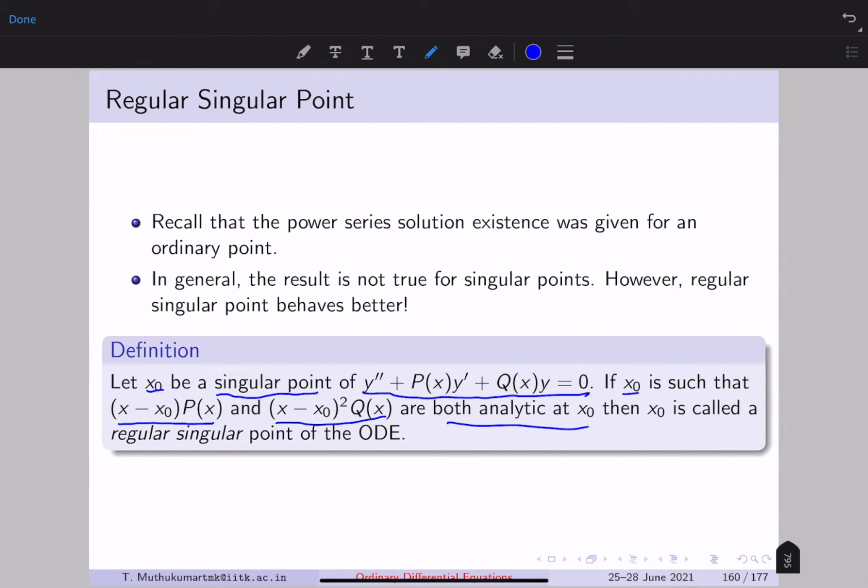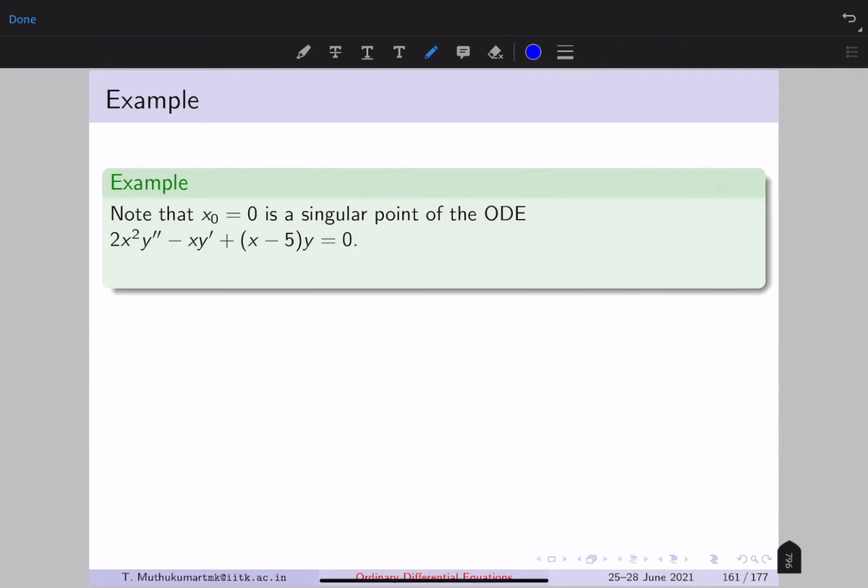So if it's a singular point and p and q are not analytic, but x minus x naught times p and x minus x naught squared times q both are analytic at x naught, then you say x naught is a regular singular point. So it's a singular point, but if you multiply p with x minus x naught and q with x minus x naught squared, then both these functions are analytic at x naught. If that happens, then your x naught is a regular singular point. Okay, let's look at some examples to understand.